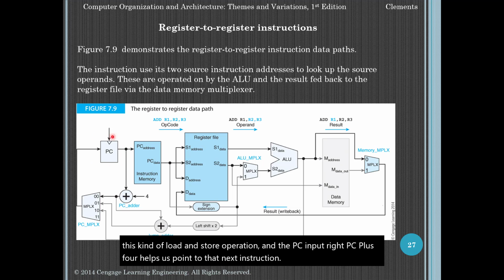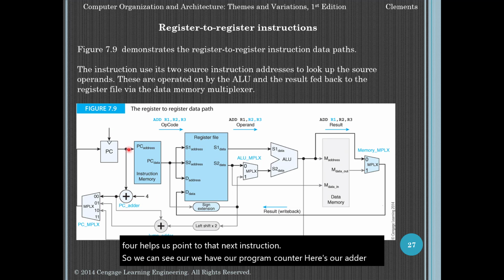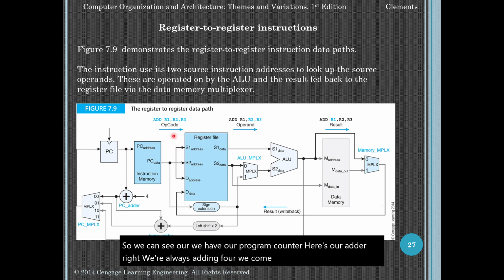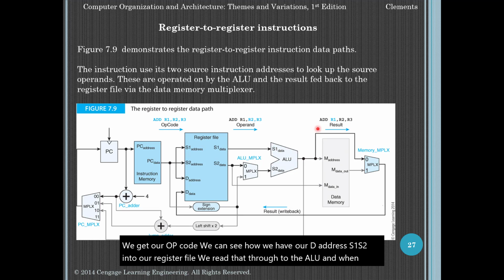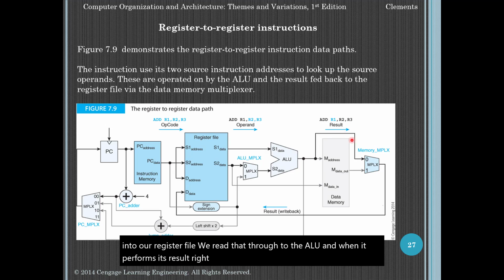So we can see we have our program counter. Here's our adder, right? We're always adding 4. We come into our program counter. We get our opcode. We can see how we have our D address, S1, S2 into our register file. We read that through to the ALU. And when it performs its result, we can follow the path here. It goes through the memory multiplexer and then back around to our data port, which writes that back to the register file.